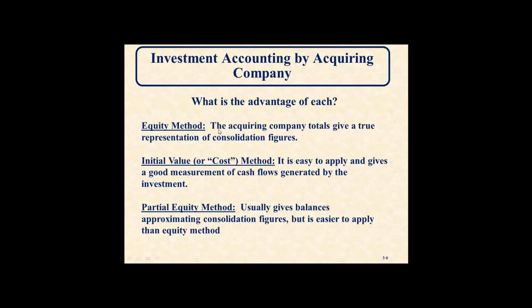What's the advantage? If you use the equity method, the acquiring company gives a true representation of consolidated figures. The initial value method, or cost, is easy to apply and gives a good measure of cash flow generated by the investment. And partial equity usually gives balances approximated to consolidated figures, but is easier to apply than the true equity method.